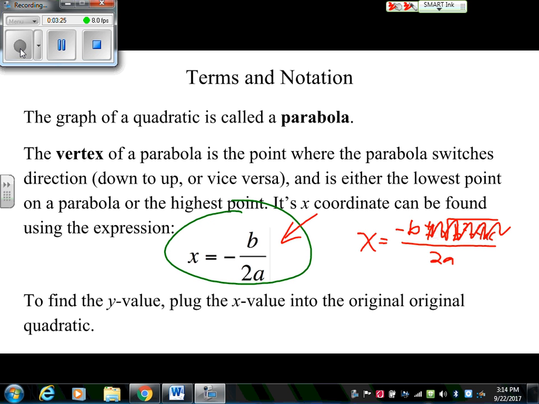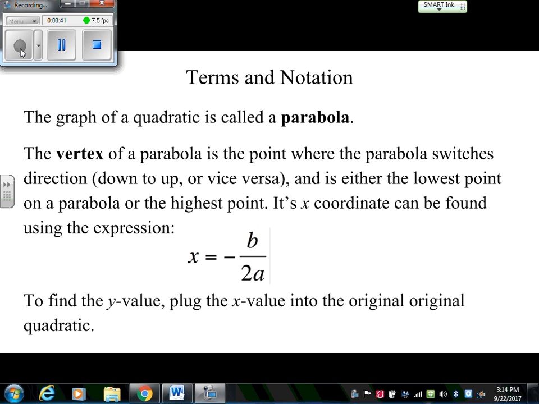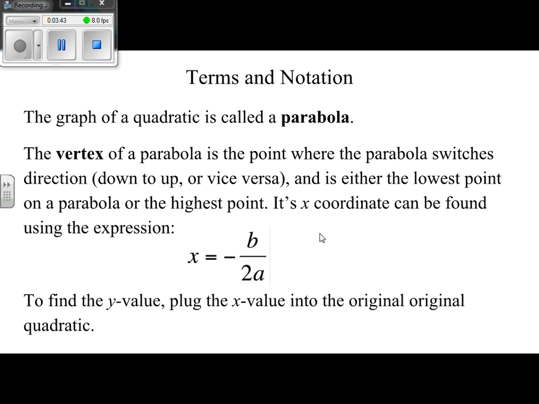vertex. To find the y value, what we would do is take this and plug it back into the original function and figure out what y would be at that point. All right. So an important formula, it is in our IB formula packets, but again, if you know the quadratic formula, it's just everything that isn't affiliated with the square root.